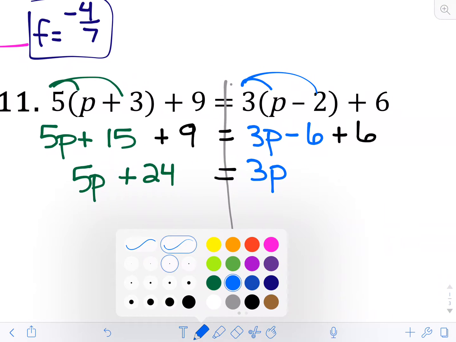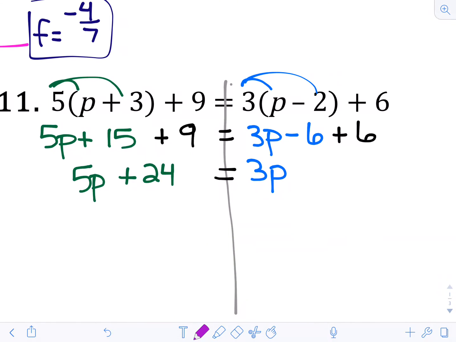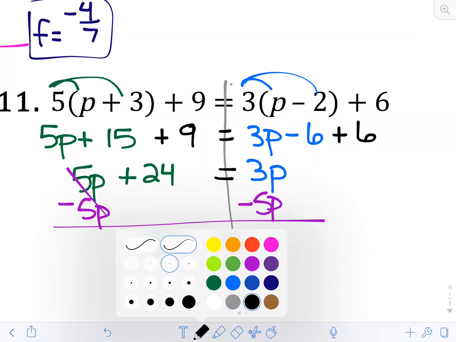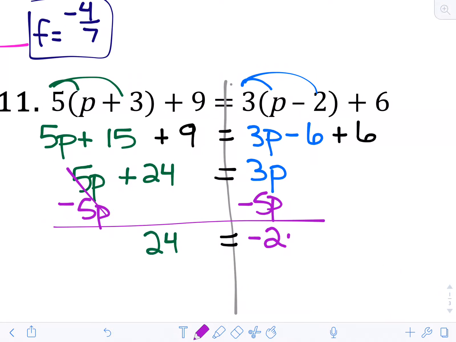So now what I have to do is I'm going to actually move the 5p. So typically I would move the 3p because it's smaller, but if I do that, I have nothing on that right side. So I'm going to move this 5p over. So those cross off. I still have a 24. I still have my equal sign. And then over here, the negatives are winning by 2, so I have a negative 2p.